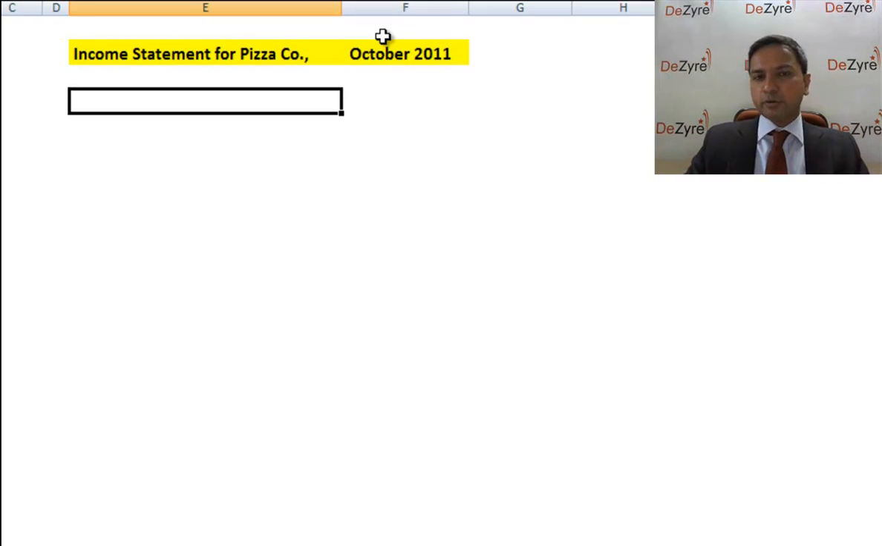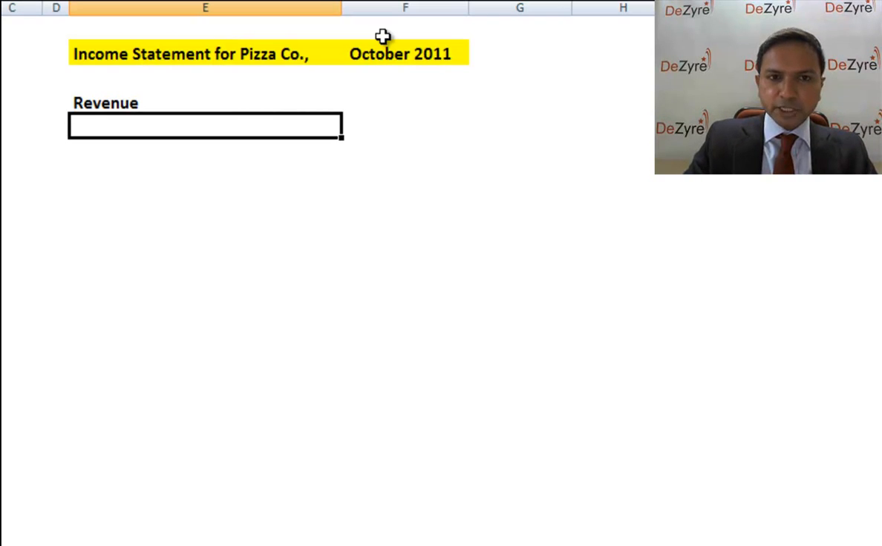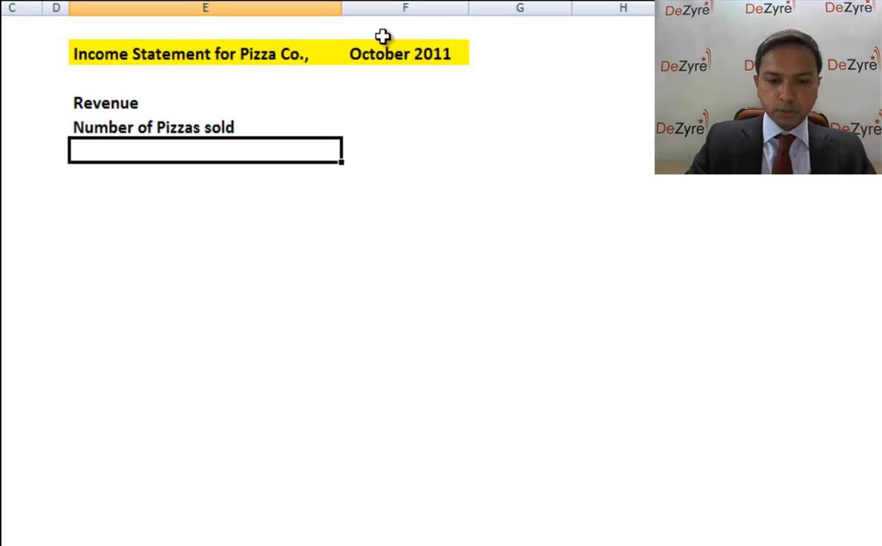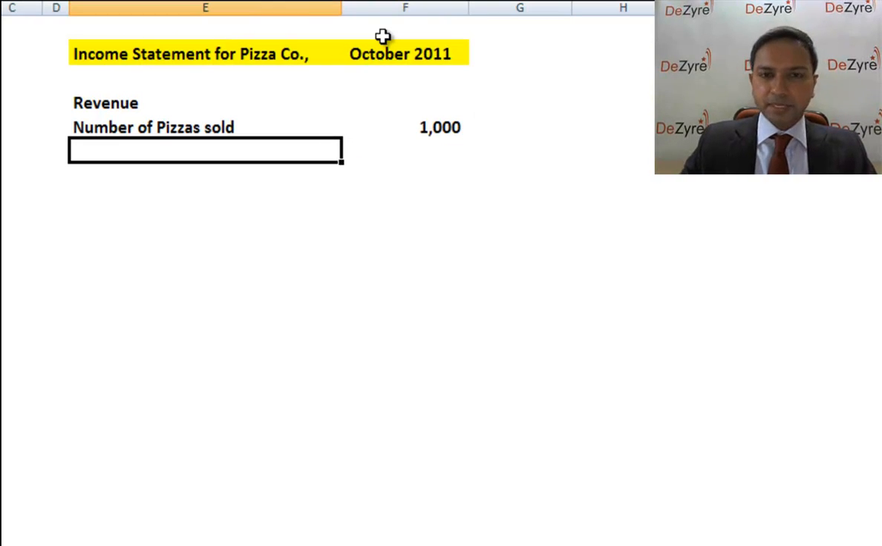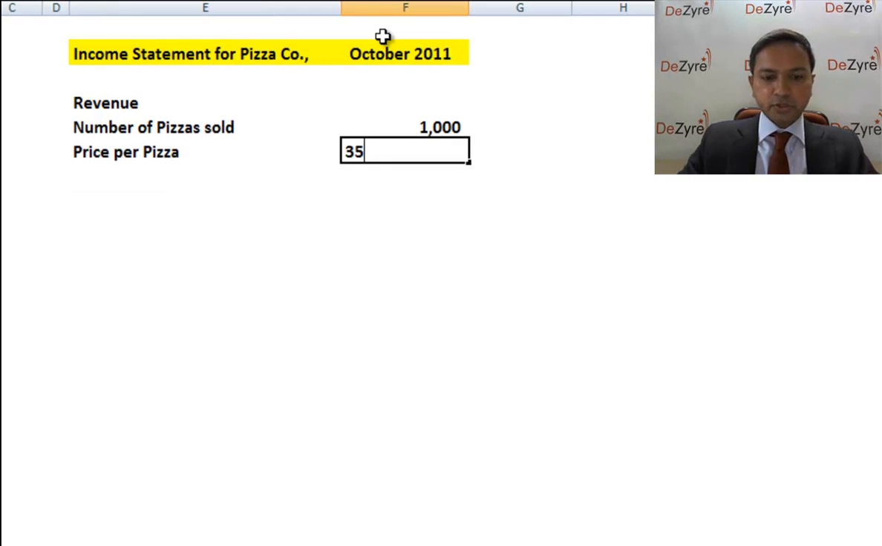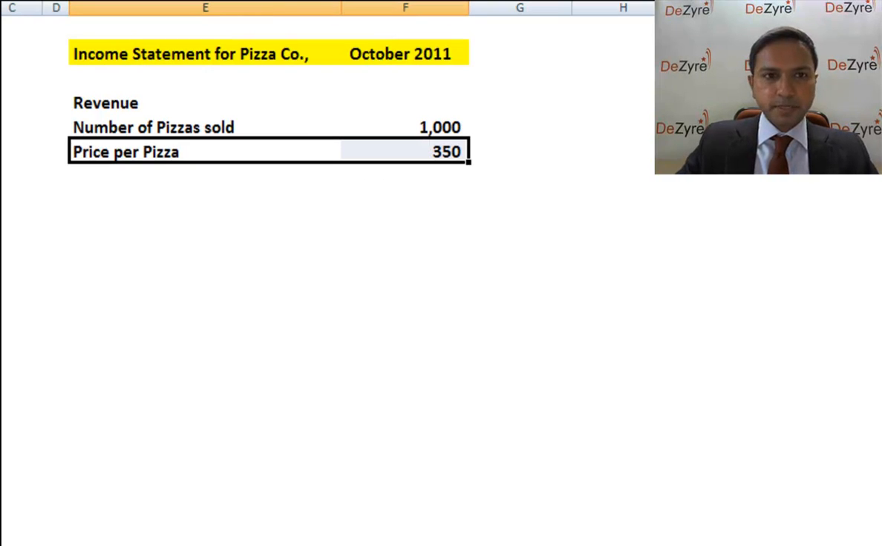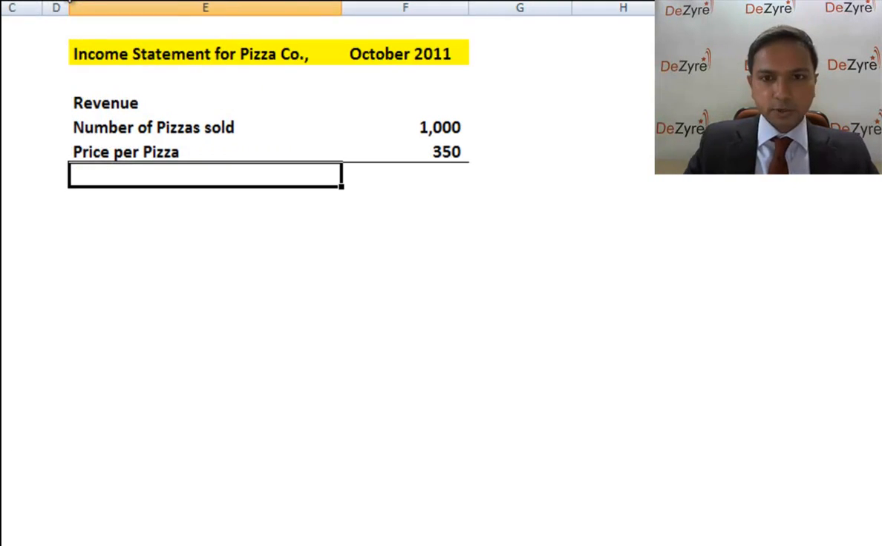So what is your revenue when you run a pizza company? Your revenue is essentially a combination of 2 components. One is the number of pizzas sold. Let's say October 2011 is a good month for you. You have sold 1,000 pizzas. That also helps us in our calculations, this 1,000 number. And you make really good pizzas, so your price per pizza is 350 rupees.